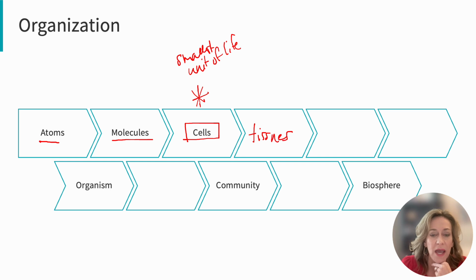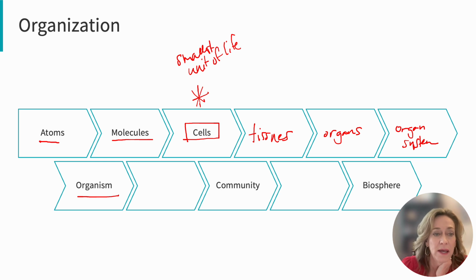If we have multiple tissue types coming together to form the next level, which can carry out functions that tissues alone can't carry out, what would that be? That would be organs. Then multiple organs come together to form an organ system. Then multiple organ systems come together to form an organism. I want to stop here for just a second because I want to make a note, and we're going to talk about this in the next slide.